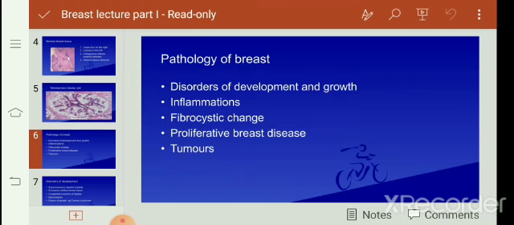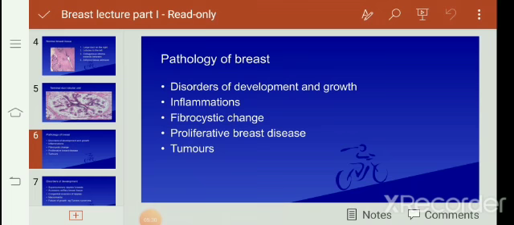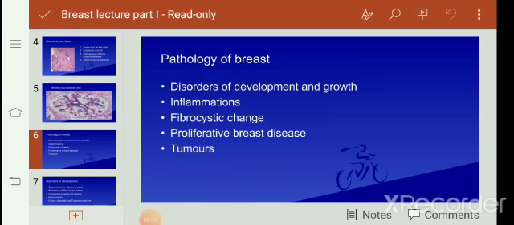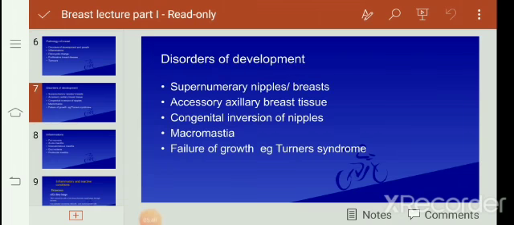Now we come to the pathology of breast. We divide the pathology of the breast into, first, disorders of development and growth, then inflammation, fibroblastic changes, proliferative breast disease, and lastly. Now we come to the disorders of development.